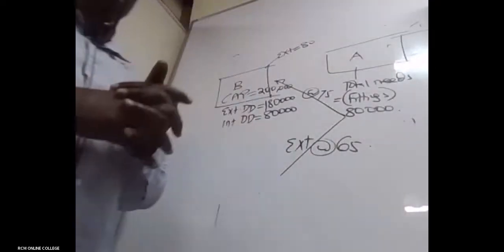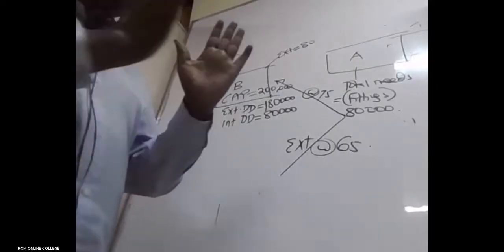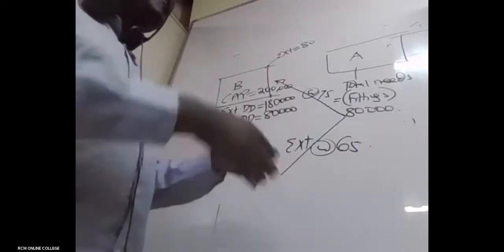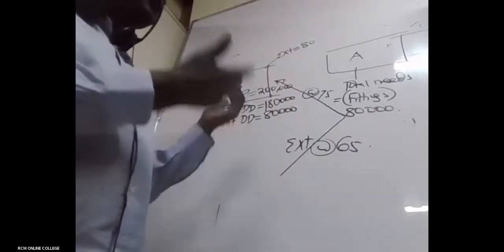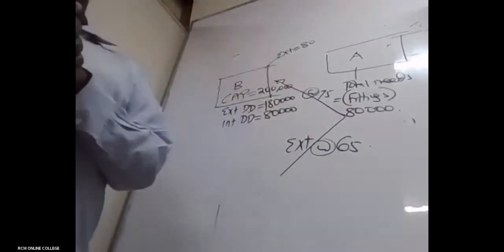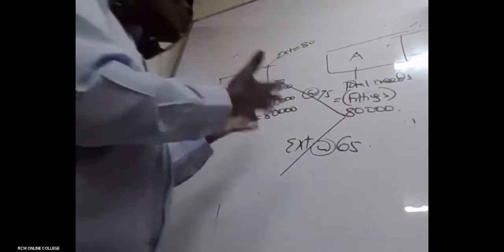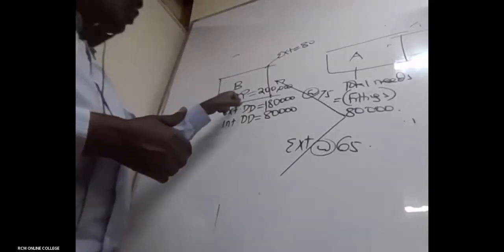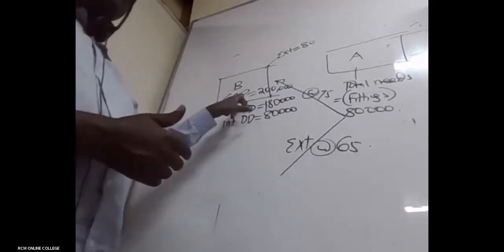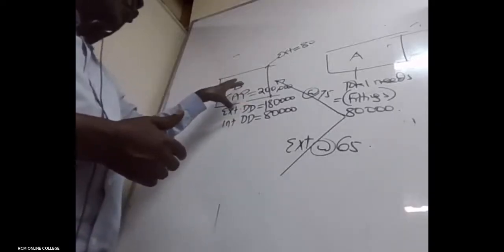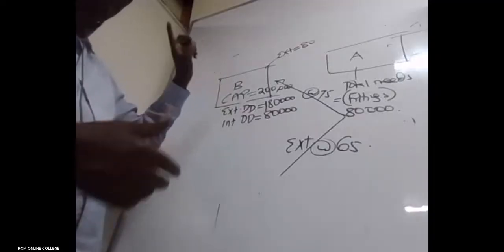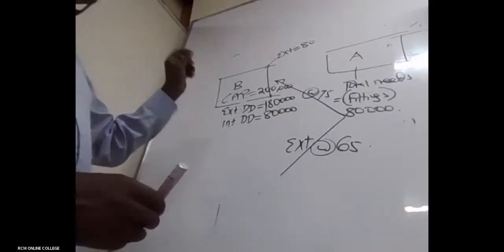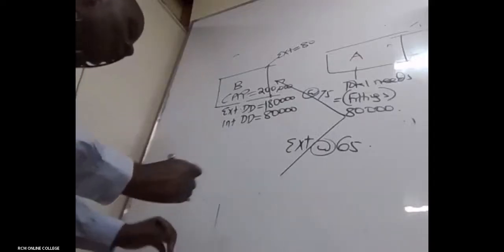Lakini sasa A anakuja anamwambia mazee, hapana. Mimi nimepata mtu anaweza kuniuzia kutoka nje ngapi? I can only work with you if you will be able to deliver these things to me at 65. And because B would want in this case here to always maximize its capacity, B would want to maximize its capacity.